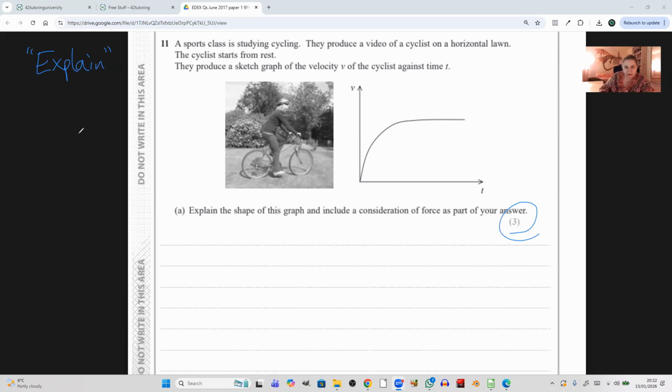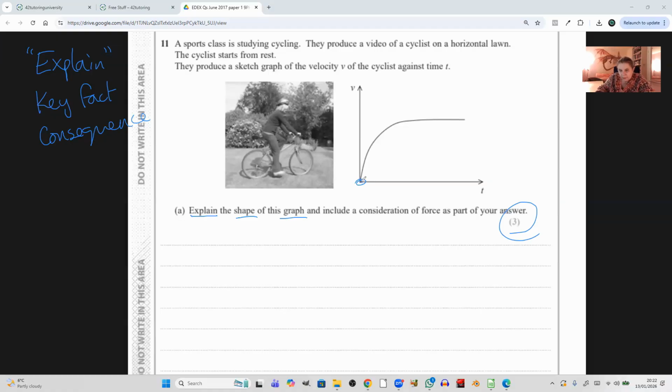Now this is 3 marks, so we either need 2 key facts or we need 2 consequences. But that's the structure of an explain, and you need to know the structure of every command word. Right, now we have to explain the shape of the graph. We've got a cyclist on a horizontal lawn. The cyclist starts from rest, there. They produce a sketch graph of the velocity v of the cyclist against time.